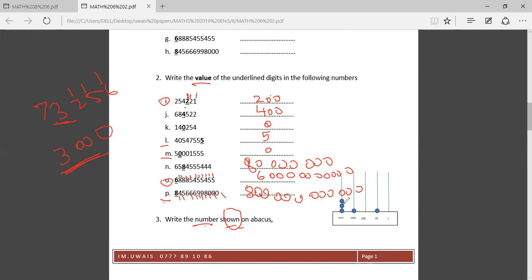31,000. Yeah, very good. Right. How many beads are in the first rod? First rod. How many beads are there? 3. Yeah, then you put 3.